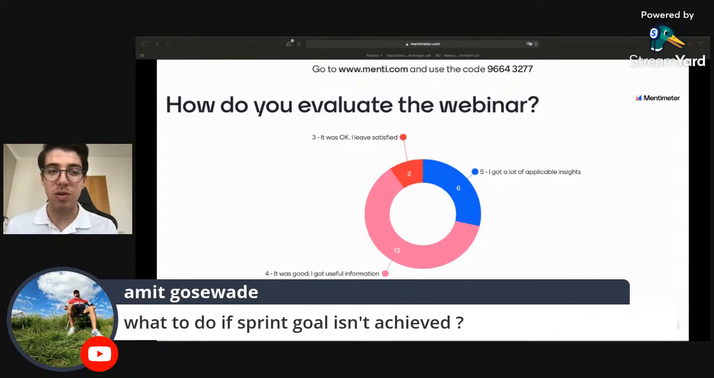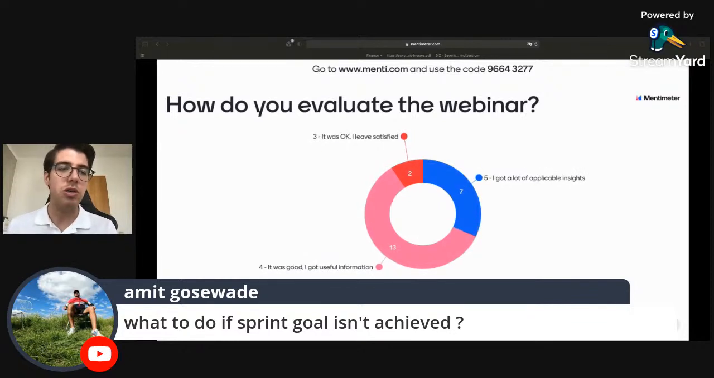Well, you have the retro, right? In the retrospective, you can ask this question. Why didn't we achieve the sprint goal? How can we ensure that doesn't happen during the next sprint? Inspect and adapt. Find the problem, fix it, and make it different. Sprint by sprint, the team has to become better.